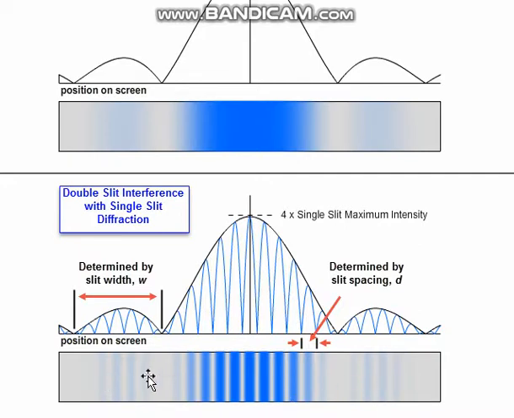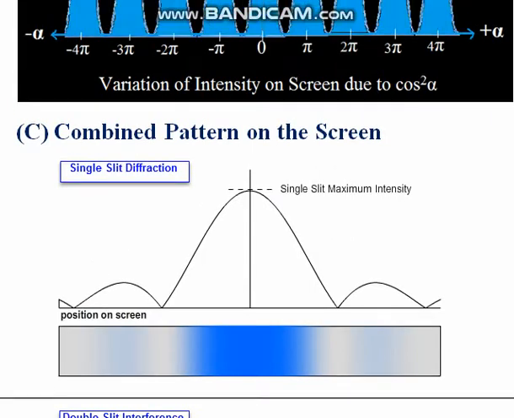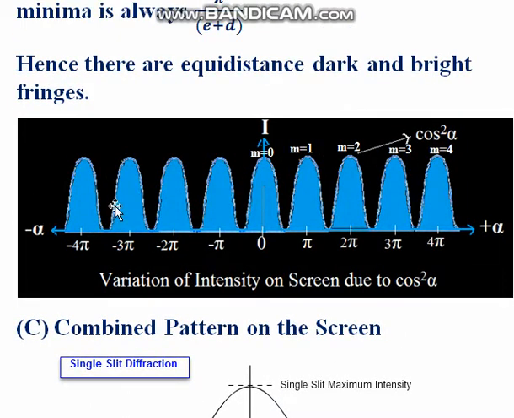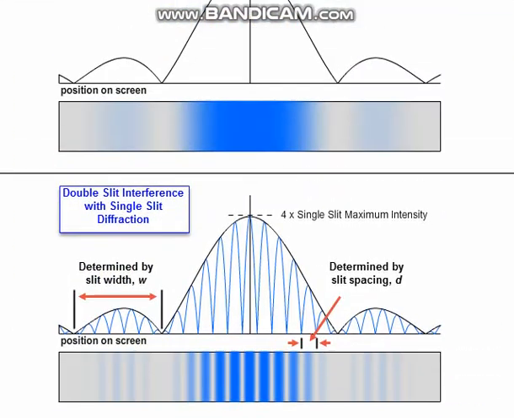Here you can see the pattern due to the double slit. This pattern is very much identical with the interference pattern. But now you can see that the intensity due to the interference is modified by the diffraction. The maximum light is concentrated in the center, but there are fringes.